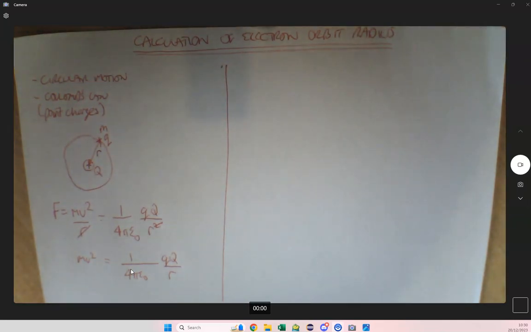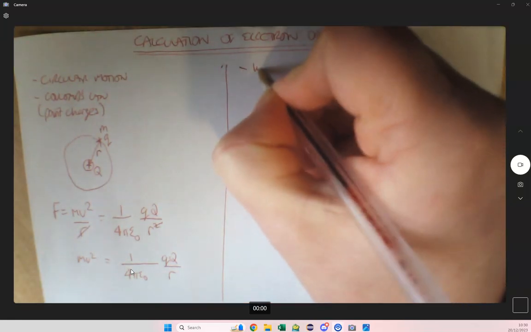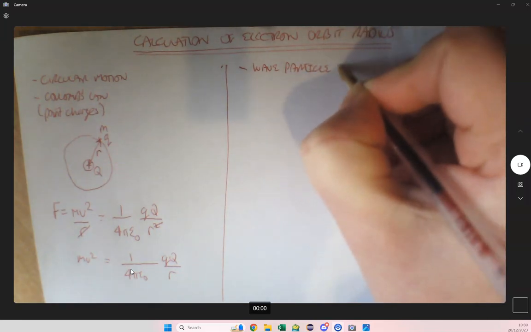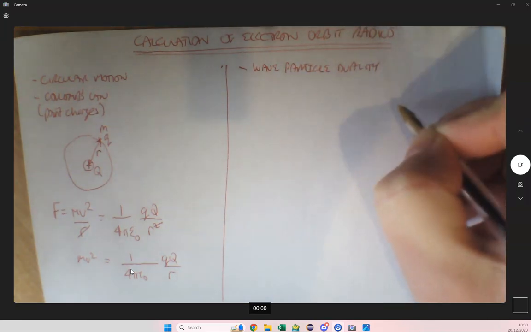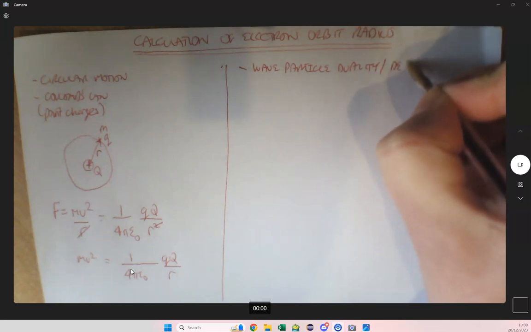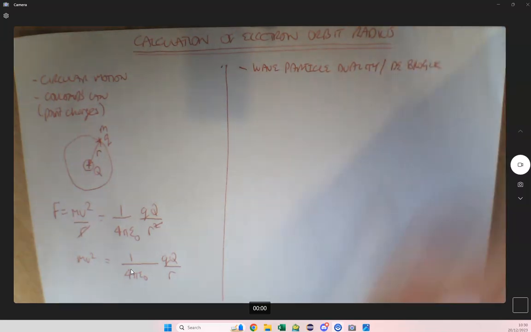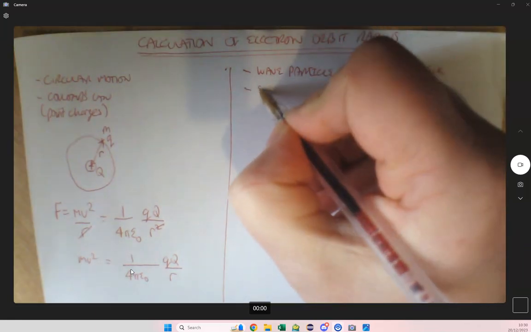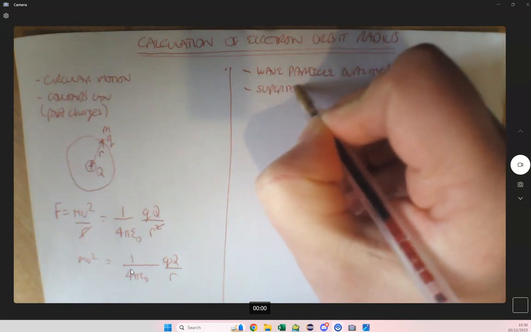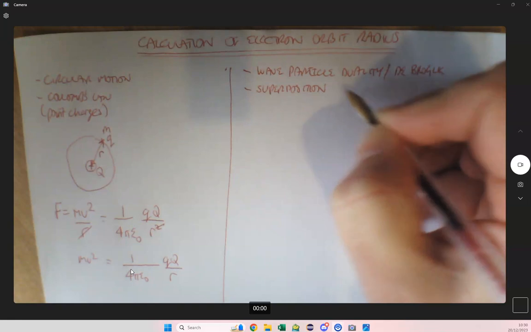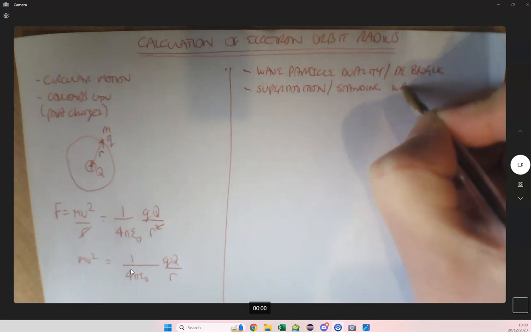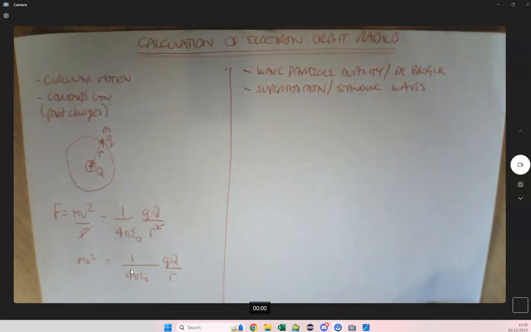Now the other piece of A-level physics we're going to use is wave-particle duality, and de Broglie, or de Broccoli, to work out what's going on. And we're also going to use the concept of superposition of waves, and the idea that we can get standing waves. We're going to use that to look at exactly the same problem and try to figure something out.